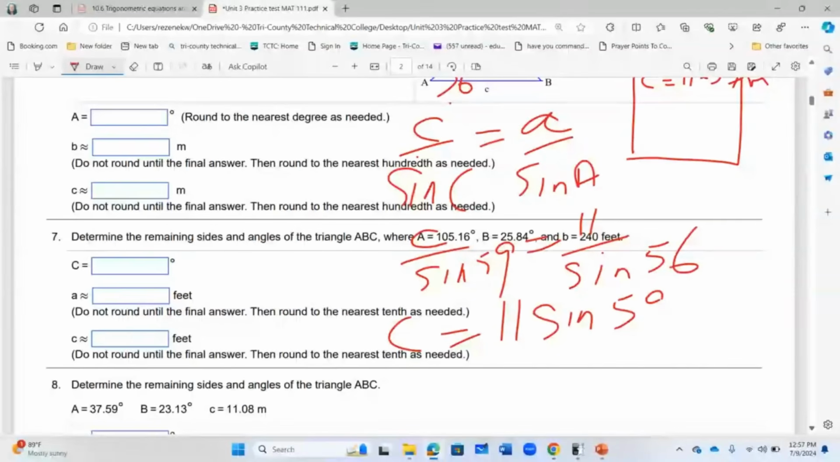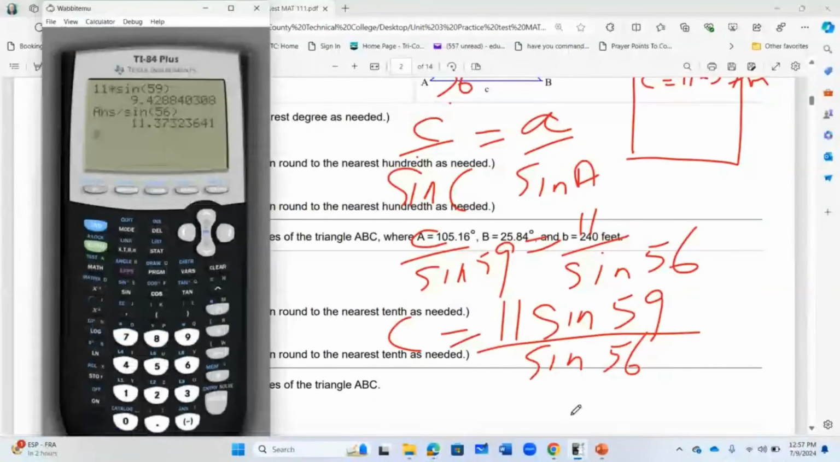So these are in degrees. Remember, I'm working in degrees. If they give me the angle in radians, then I will change the mode. So I will make sure that the mode is in degrees before I continue solving. Now I will solve that. Throw them in my calculator.